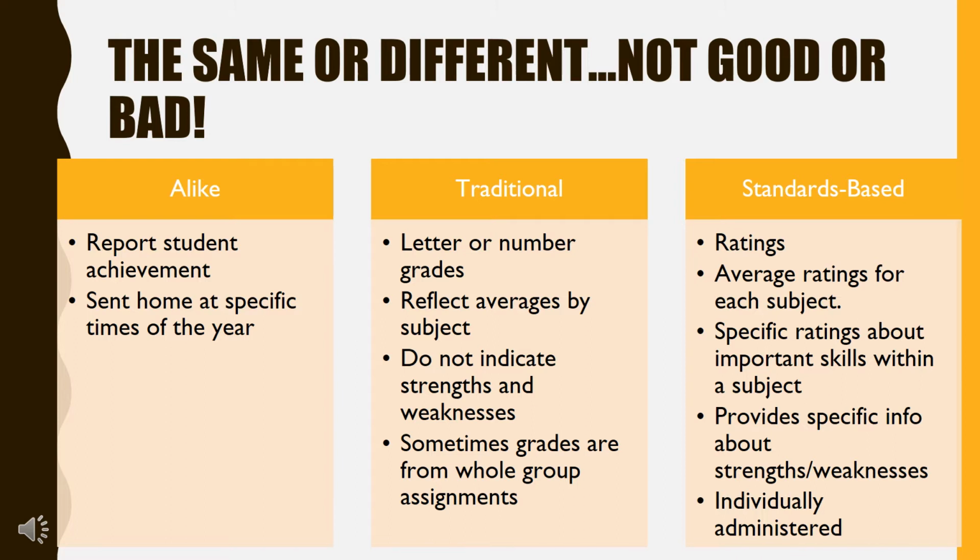When you're looking at letter grades, of course, an A is considered excellent, a B is considered good, a C is considered average, and anything below that is below average or failing. However, standards-based report cards reflect averages of ratings for each subject area and then include specific ratings about important skills within each subject area. They do provide specific information about a student's strengths and weaknesses, and usually students are assessed individually, although sometimes students are assessed as they all complete individual assignments done simultaneously. This option is a great time saver for teachers.